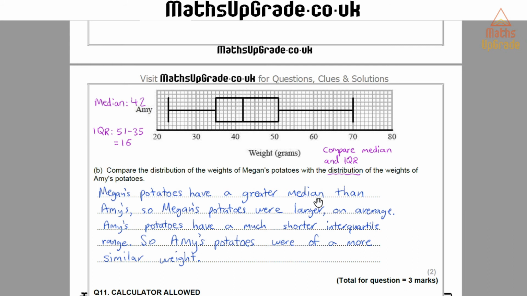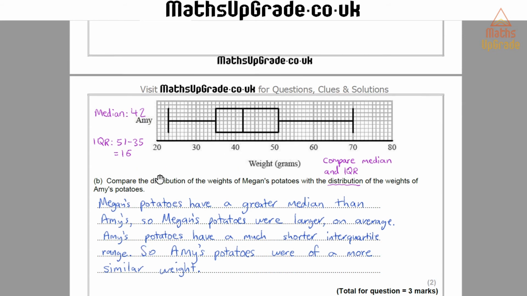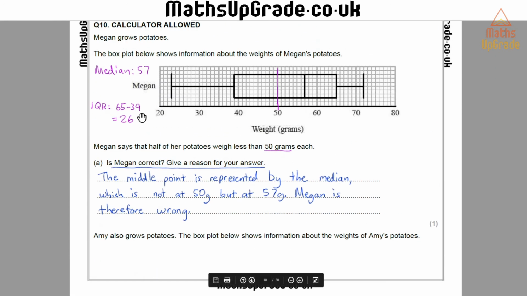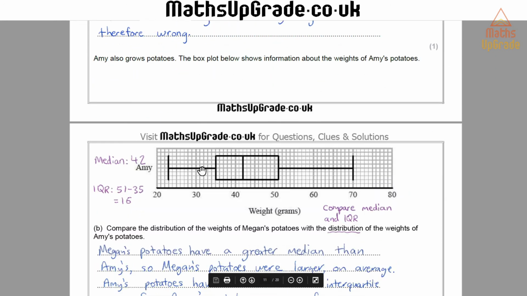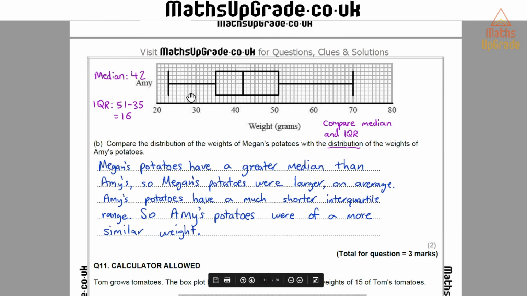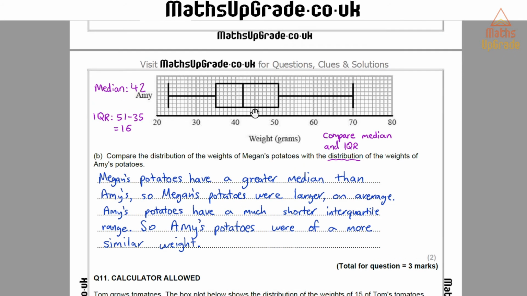So we're relating that to real life. Also, we can see that Amy's potatoes have got a much shorter interquartile range. Right? So since Amy's interquartile range was 16 and Megan's interquartile range was 26, that means Amy's potatoes are much closer together in terms of their weight. They're more consistent, so they're of a more similar weight. So that question there is worth 3 marks.